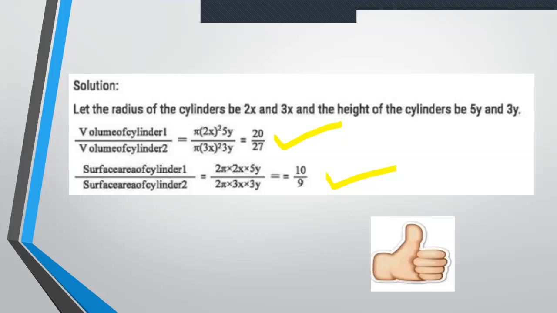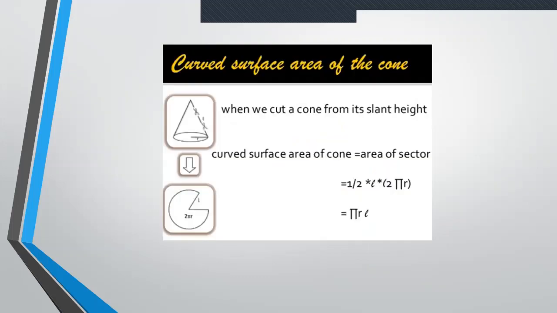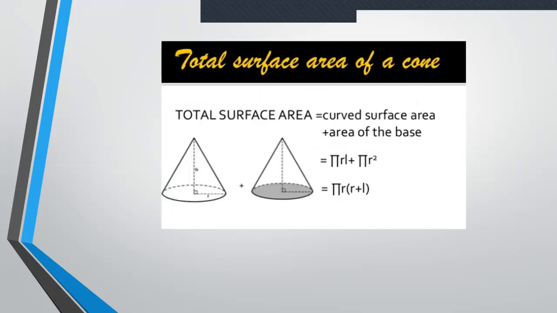Done? Shall I proceed to the next slide now? Yes. Now moving ahead to curved surface area of a cone. Curved surface area of a cone is nothing but pi RL. We all know what is L, what is R, what is H. Total surface area is the curved surface area plus the area of the base. So it is pi RL plus pi R square. So finally, if you take pi R common, you get pi R times R plus L. Are we ready?